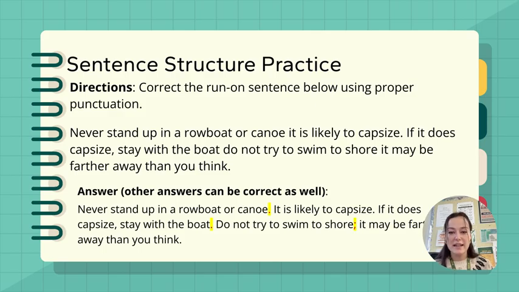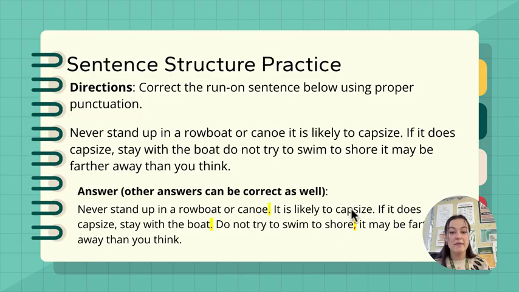So never stand up in a rowboat or canoe, period, right? We need to just end it there because we don't have a coordinating conjunction that follows, and this is not a dependent clause that follows either. So never stand up in a rowboat or canoe, period. It is likely to capsize, period. If it does capsize, dependent clause, stay with the boat, period. Okay, so do not try to swim to shore. It may be farther away than you think.